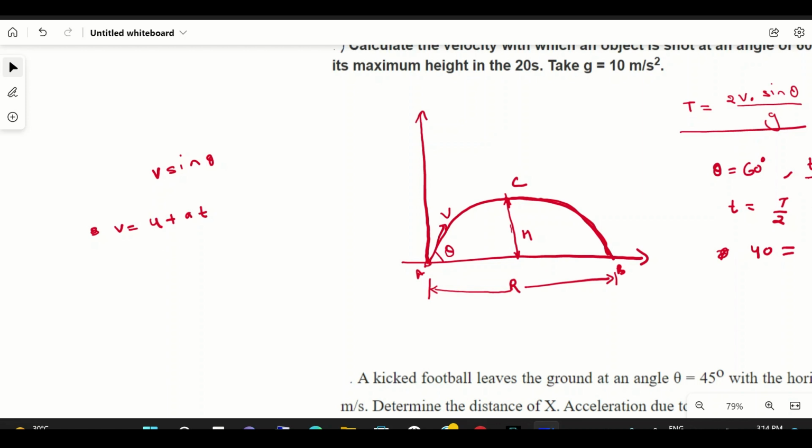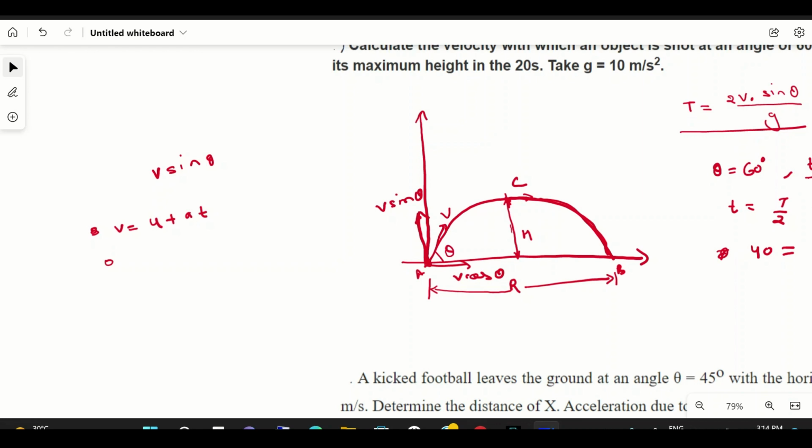So the particle is reaching from point A to point C. Here V is the velocity; the vertical component will be V sin theta, and the horizontal component of velocity will be V cos theta. So for the vertical component only we are calculating. Final velocity at point C will be 0 because here only the horizontal component of velocity will be present.